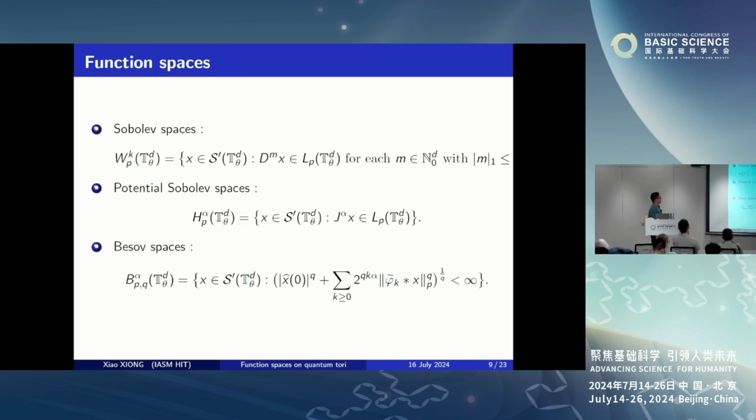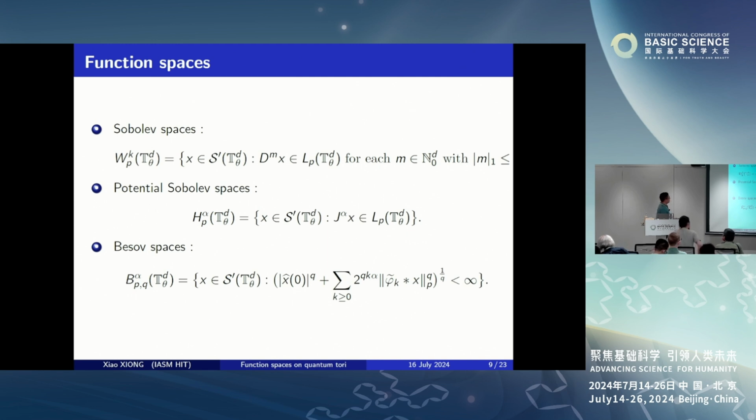Okay, so this is the Sobolev space, and this is the fractional Sobolev space or potential Sobolev space, which is given by functions such that the alpha order potential belongs to L^p. And the Besov space is that we fix some phi, which satisfies the very good condition I mentioned on the last page. But we will see that the definition of the Besov space doesn't depend on the phi we fixed.